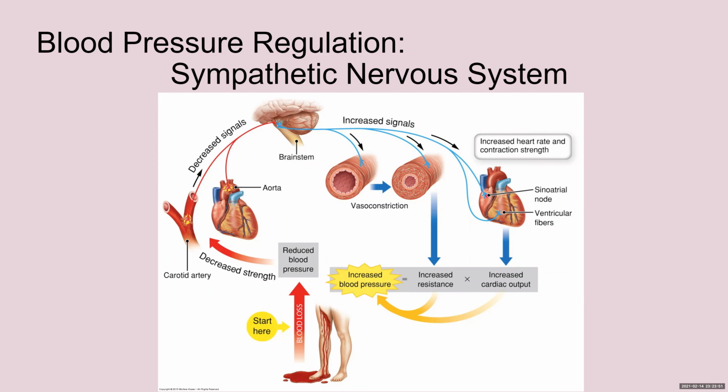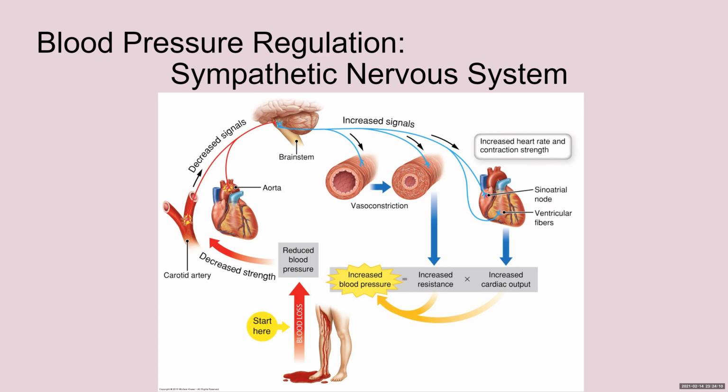Okay, now let's talk about blood pressure regulation. And I want you to have your blood pressure equation ready to go. Remember, blood pressure equals cardiac output times peripheral resistance. And make sure that you've written it out the long way.